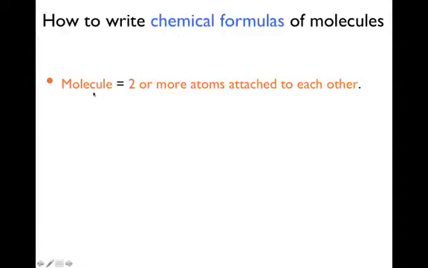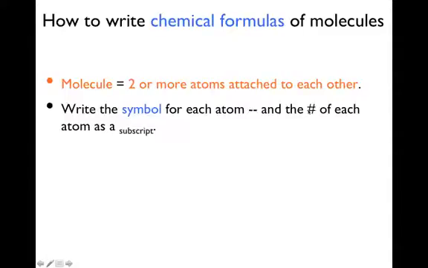So if you remember, our definition of a molecule is two or more atoms that are attached to each other. And to write a chemical formula for a molecule, what you do is you write the symbol for each atom that's in your molecule, and then you write the number, how many of each atom, as a subscript to the right of that atom. And you've already seen that with water, but I'll show it to you again.